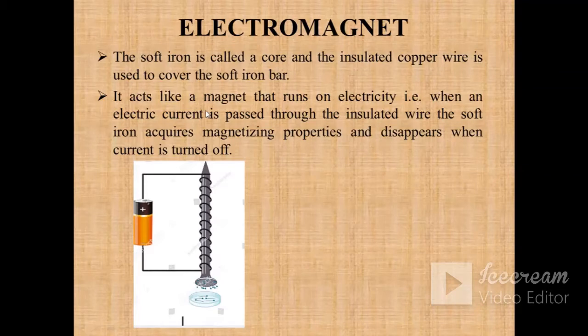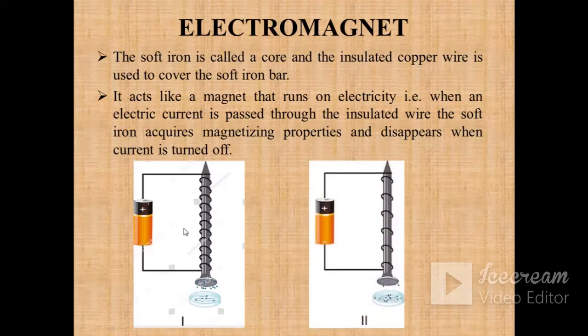So here the pins have been attracted towards the magnet since the current is on. Now if the current is switched off, what happens? Then the pins will start to fall off, as it will lose its magnetism as soon as the current is turned off. So electromagnet is a temporary magnet, we can say, and it will work whenever there is a supply of electricity, and as soon as the electric current is turned off, it loses all its magnetism and it will not behave like a magnet.